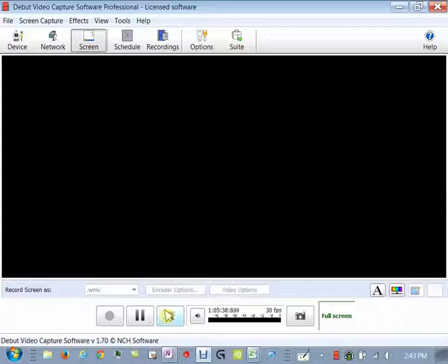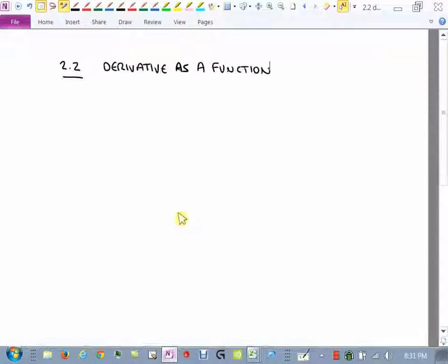Okay, let me pick up here where we left off. Derivative as a function. So what we've seen so far is that if we're given some function of x, we can talk about the derivative there, the slope of the tangent line at a specific point, let's say at 2. Or we could also say, what's the derivative or slope of the tangent line at some arbitrary point a?